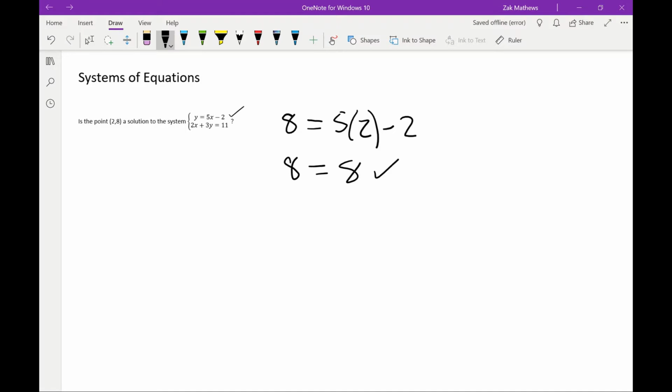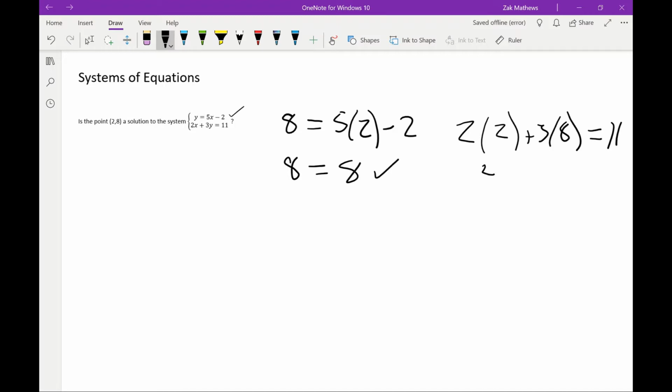But the difference between these and just a basic equation, or just one equation, is that we do have more than one equation. That's where the systems come in. Systems just means we have multiple equations and it has to work for all of those equations. All those equations have to be true. So I'm going to take my second equation, 2 times my x, which was 2, plus 3 times my y, which is 8, equals 11. Let's see if this is true.